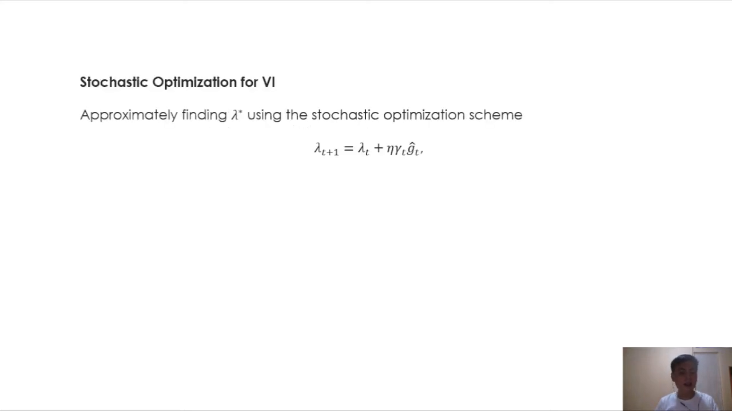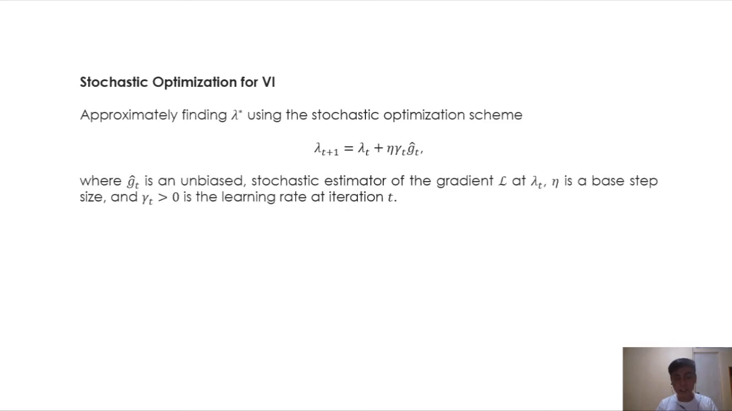Now, in stochastic optimization for variational inference, we approximately find lambda star using the stochastic optimization scheme given by lambda t plus 1 equal to lambda t plus eta gamma t g hat t. And g hat t is an unbiased stochastic estimator of the gradient of L at lambda t. Eta is a base step size, and gamma t, which is greater than 0, is the learning rate at iteration t.